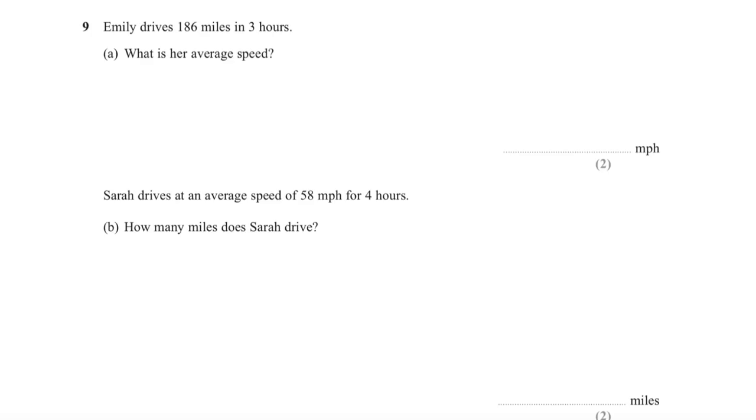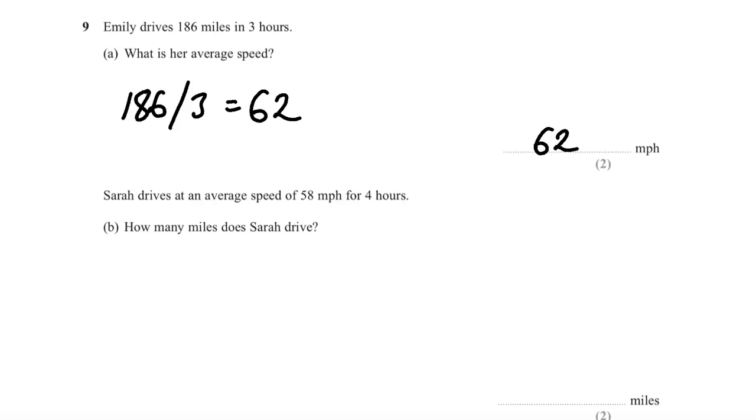Question 9. Emily drives 186 miles in 3 hours. What is her average speed? So to work out Emily's average speed, I'm going to divide 186 miles by 3 hours. So 186 divided by 3, which equals 62. So it's 62 miles per hour.